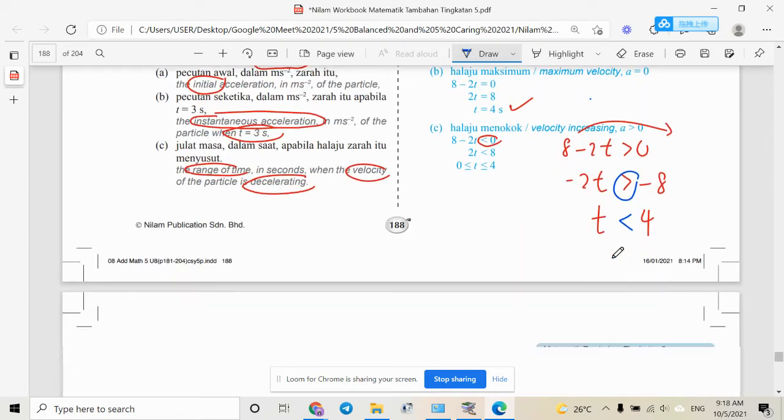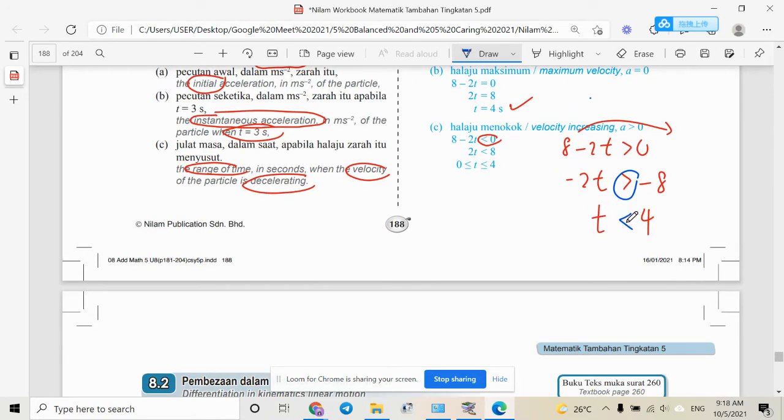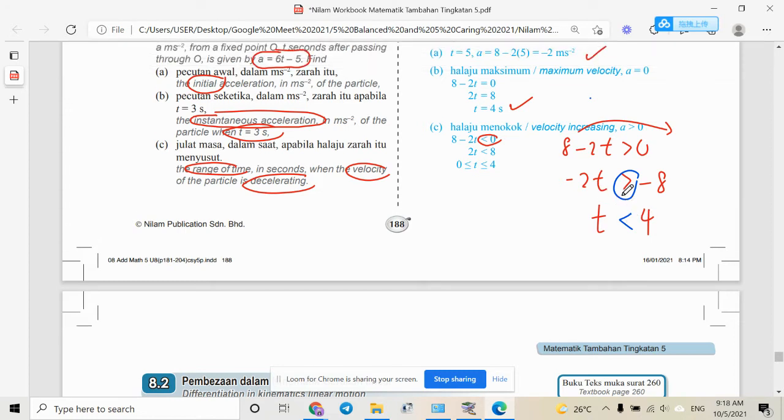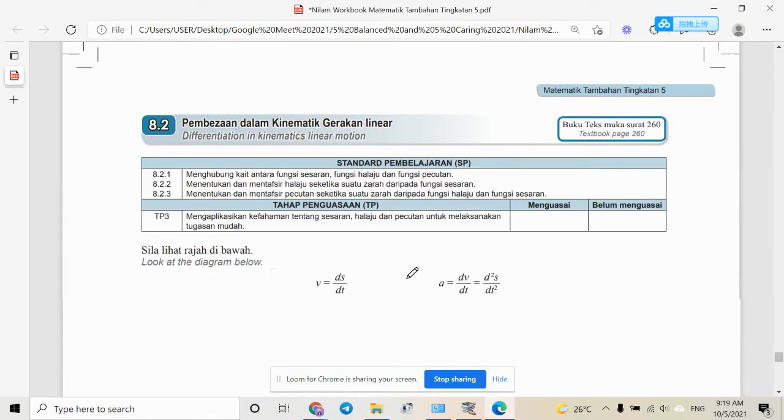When you get a range like this, in this topic only, the other topics just copy. In this topic only, if you get t is less than one number, you need to add this part in: 0. The minimum t value is 0, remember. So this is the final answer.